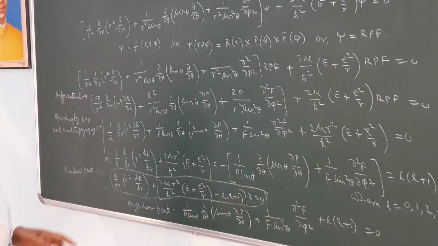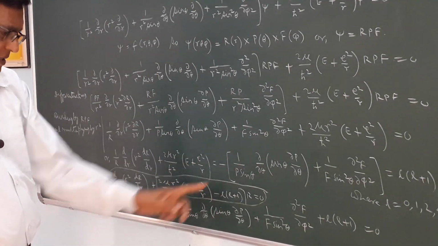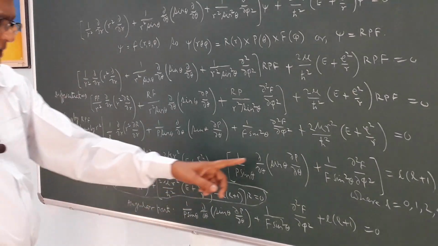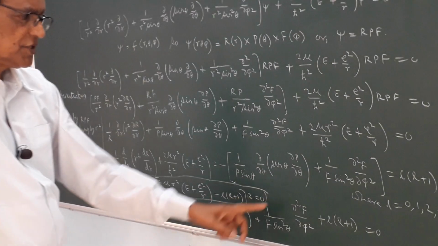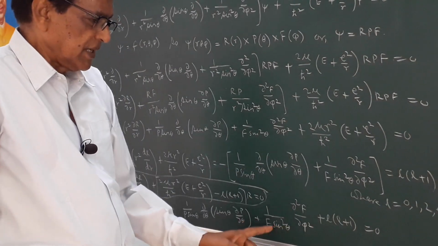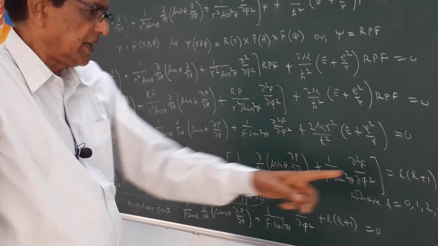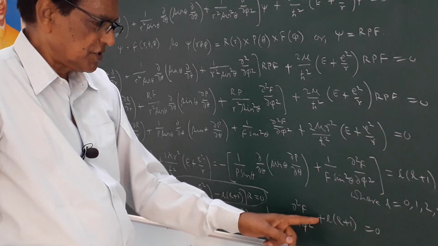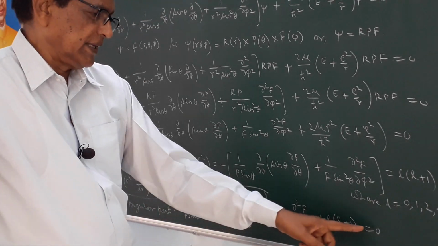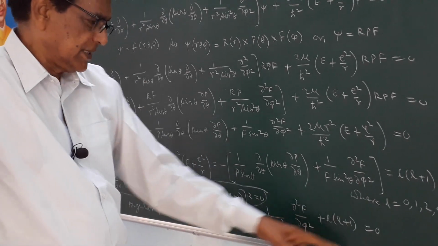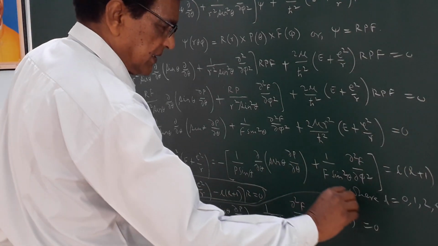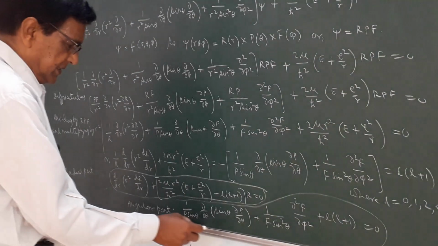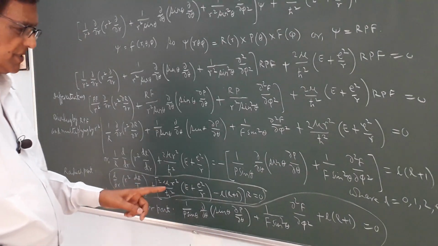Similarly, the angular part is this one, with del by del theta of sine theta del P by del theta, plus this term again coming here, and minus this term, plus L into L plus 1 equal to 0. This is the angular part which contains theta and phi, and this is the radial part which contains this r.